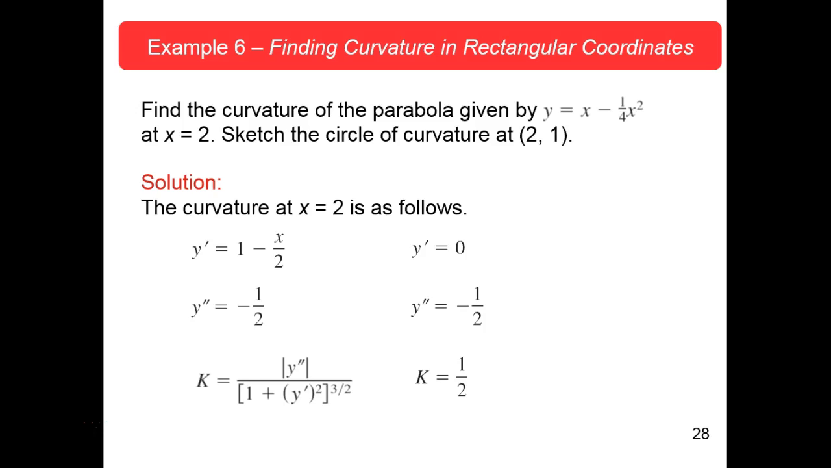And this thing that the y prime is 0. 0 squared is 0. 1 plus 0 is 1. 1 to the 3/2 is 1. So this would be y double prime over 1. Now, since you have double prime is minus 1/2, and the curvature is 1/2, is there a connection between those two? Or it just came out that way?